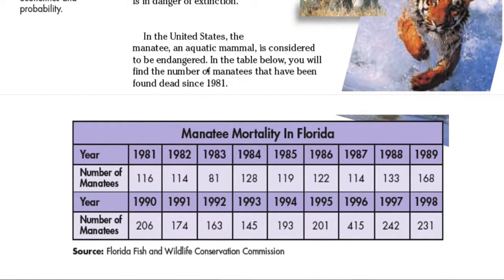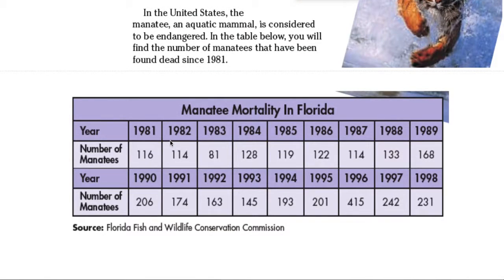In the table below, you'll find the number of manatees that have been found dead since 1981. Manatees are mostly found in Florida, and this is a very gentle mammal that is in danger of becoming extinct. Let's look at this table. In 1981, there were 116 manatees found dead, 1982, 114, and so on and so forth, all the way to 1998. In 1998, there were 231 manatees found dead.